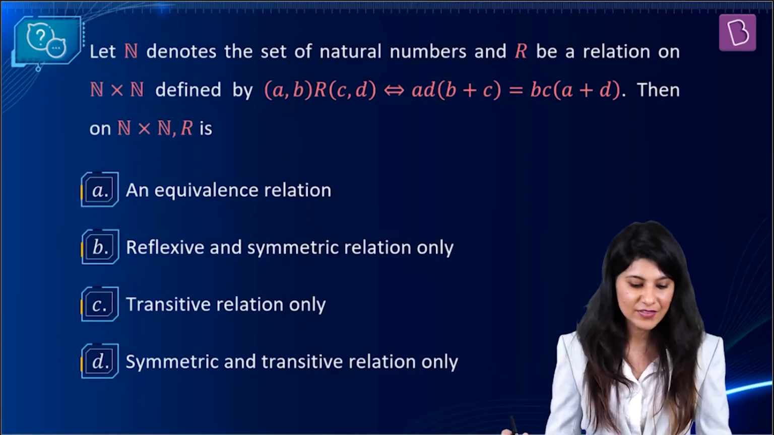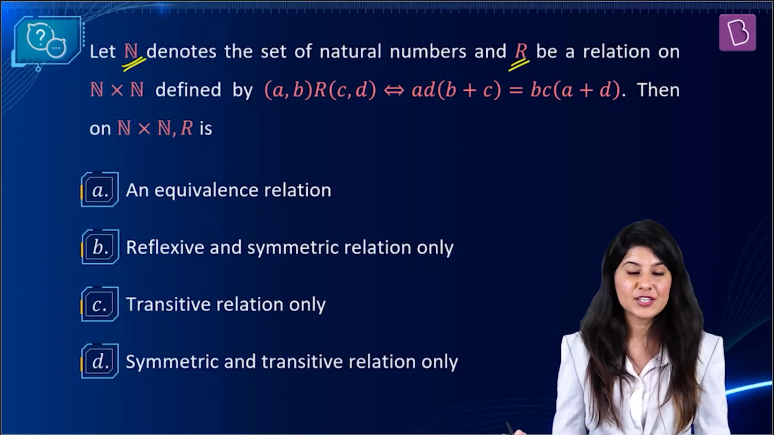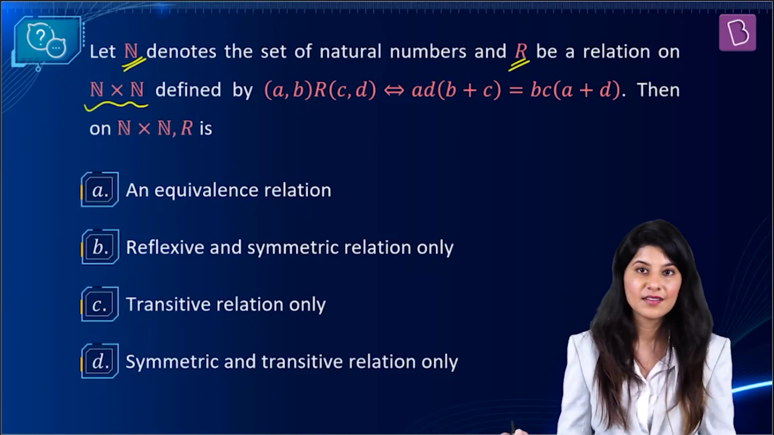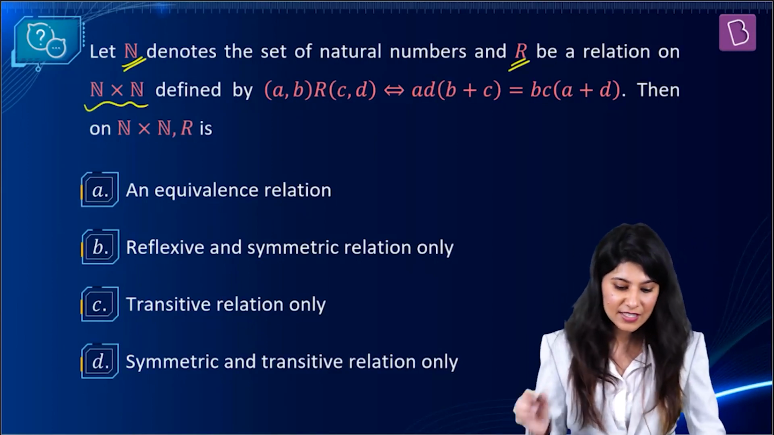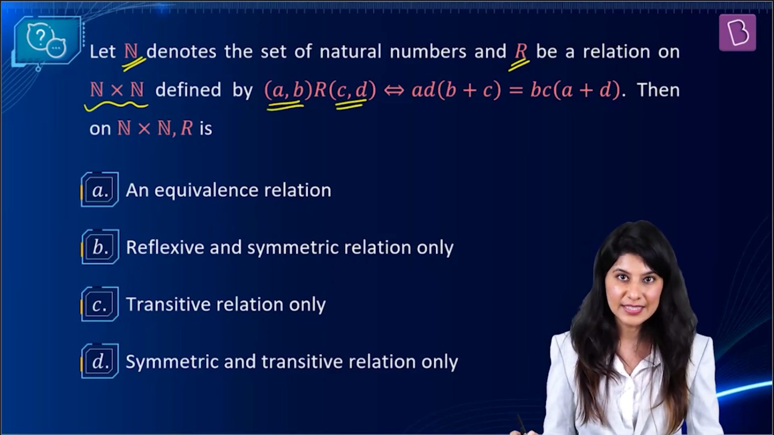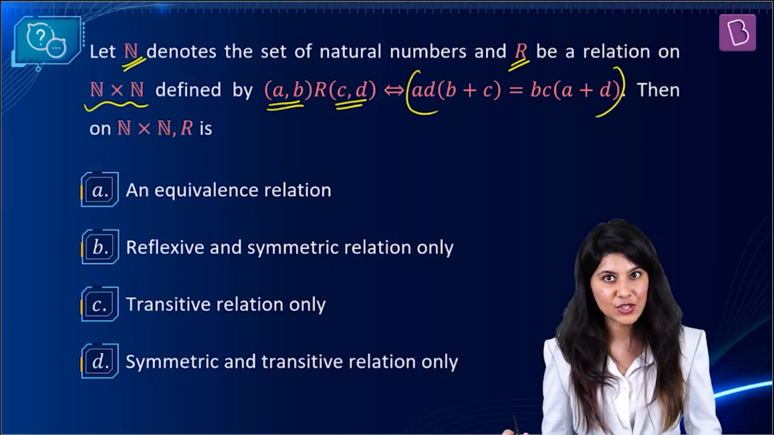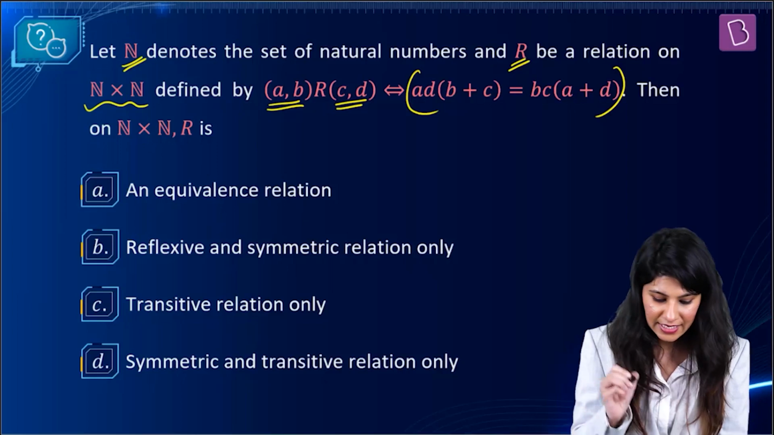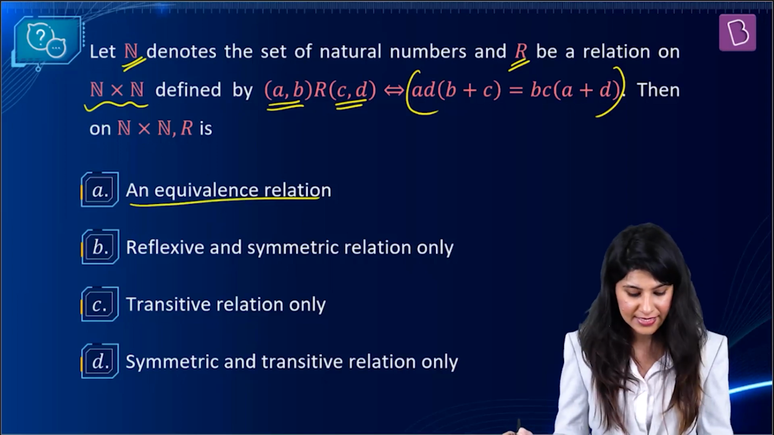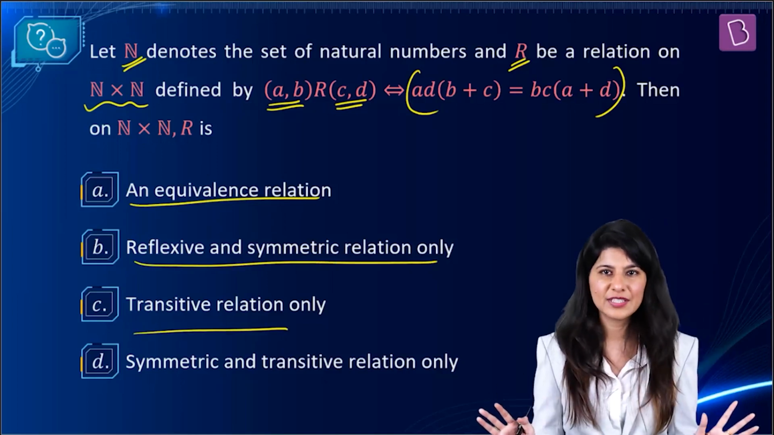In this question, it is given that N is the set of natural numbers and R is a relation defined on N cross N. R is defined in such a way that these two ordered pairs are related to each other if they satisfy this equation. Then we need to figure out whether this is an equivalence relation, reflexive, symmetric, transitive, or what? A combination of these three, right?